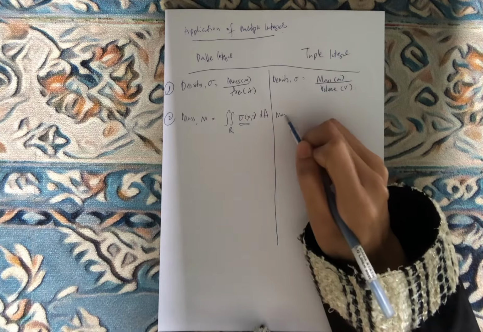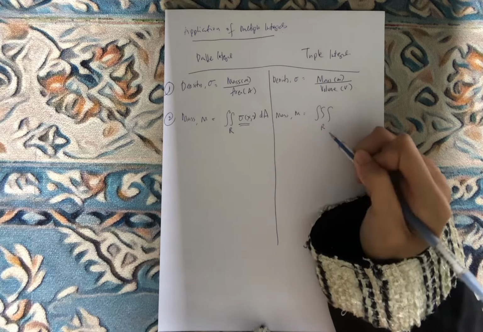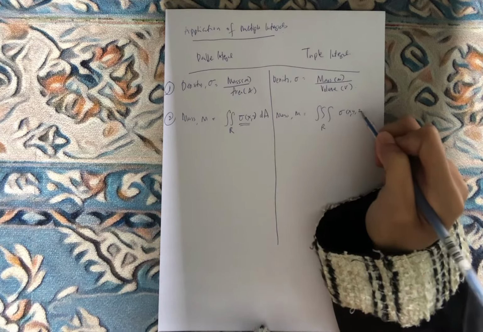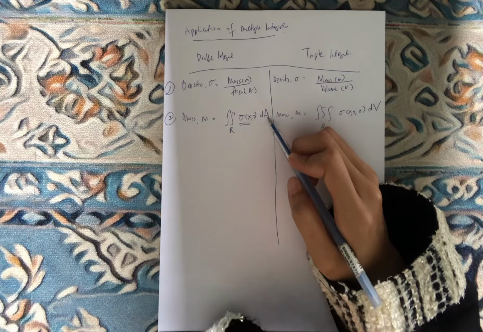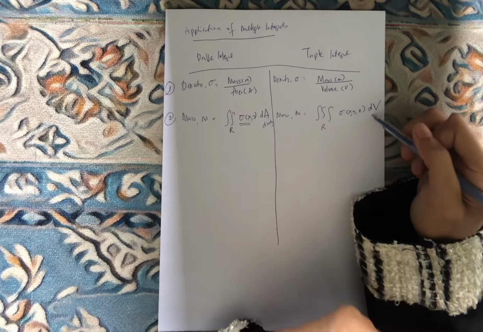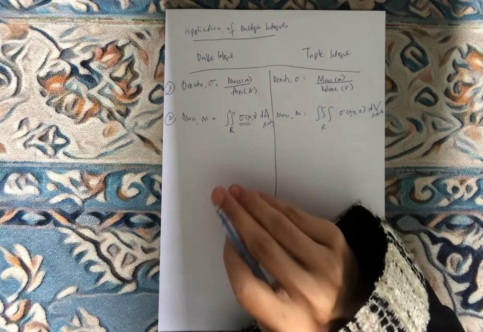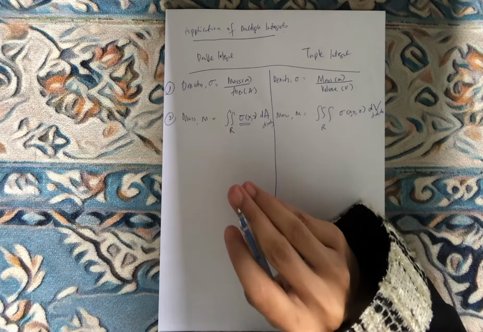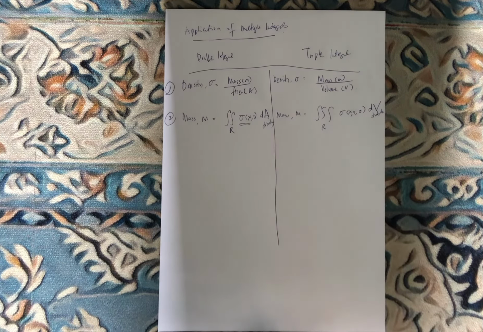Same thing for triple. For triple, we triple integrate density x, y, z, with respect to dV. A here stands for area, which means dx dy, and V here stands for volume, so dx dy dz. The sequence of dx dy is up to you. You can do dx dy or dy dx, it's up to you. Alright, so now we settle on these two.